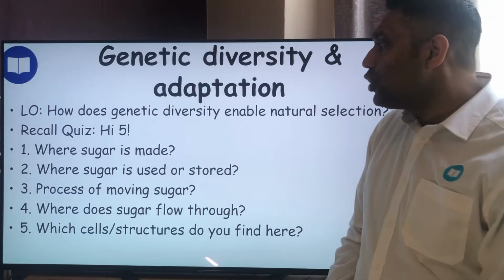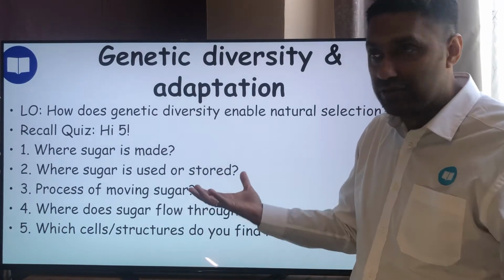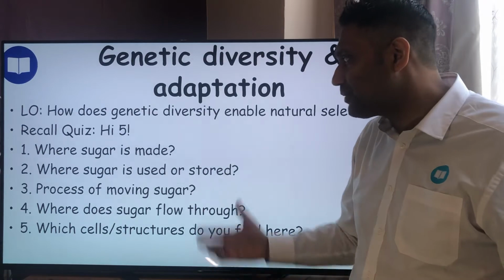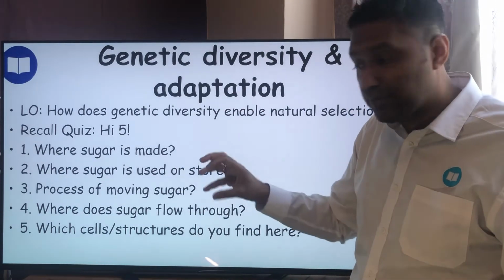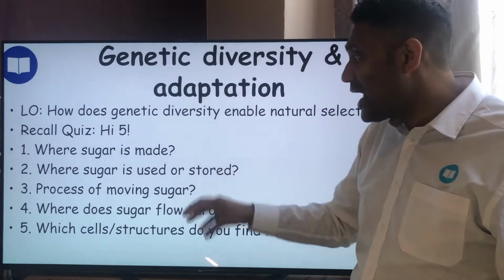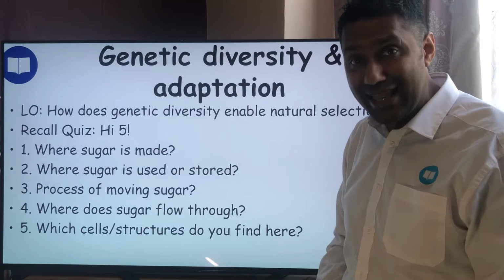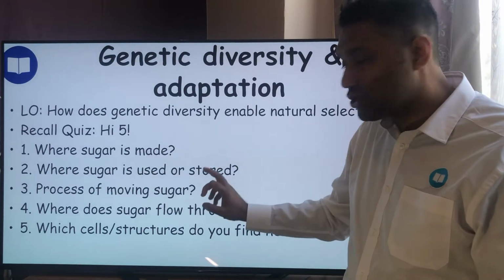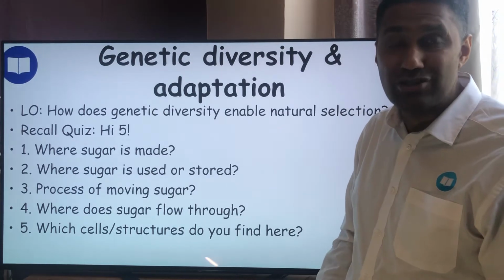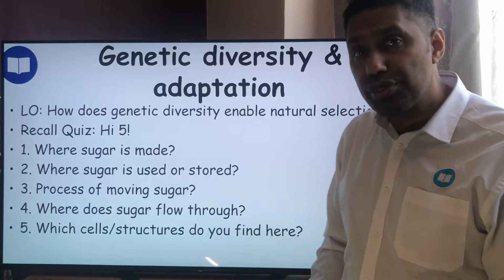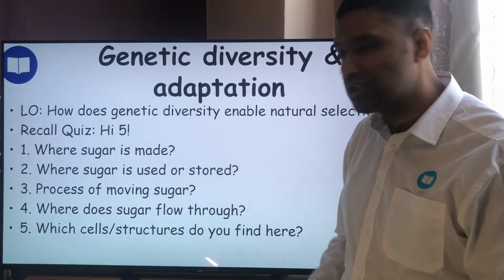Right, so where is sugar made? Obviously sugar is made in the leaves, it's the main factory, but that's not the answer I was looking for. I was looking for a source. So a source is part of the plant where the sucrose is being made. And question 2, where it's being used or stored is known as the sink. So source, and question 2 is sink. 3, the process of moving sugar around is known as translocation. So we use the mass flow theory for that. Translocation, mass flow theory.